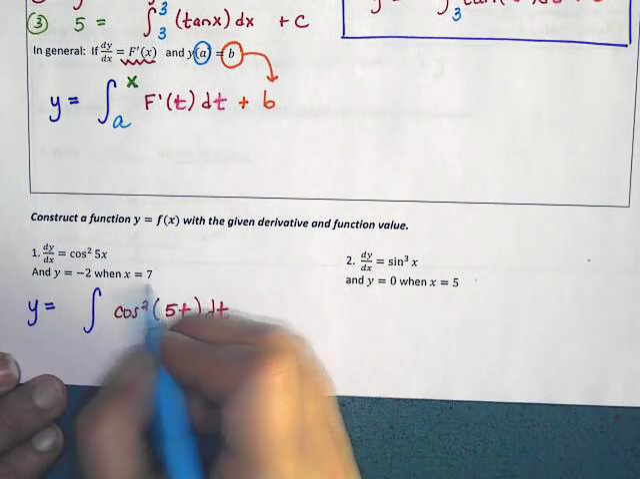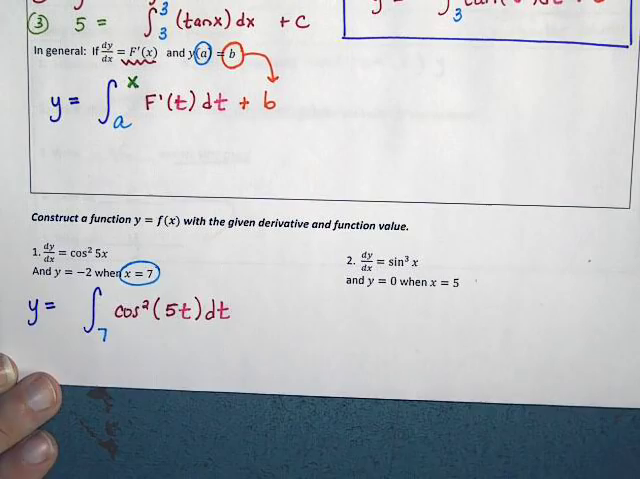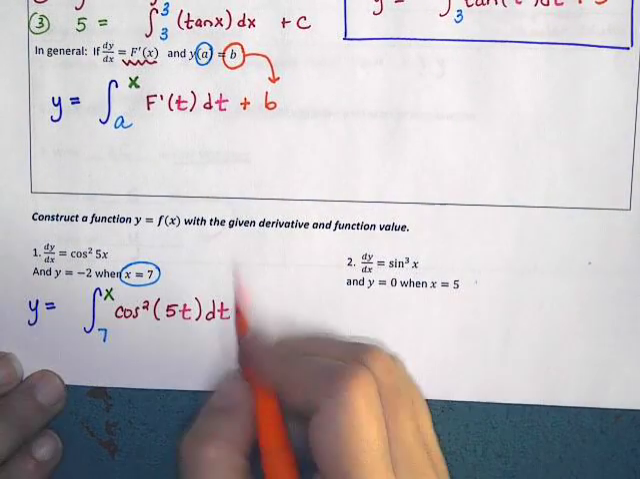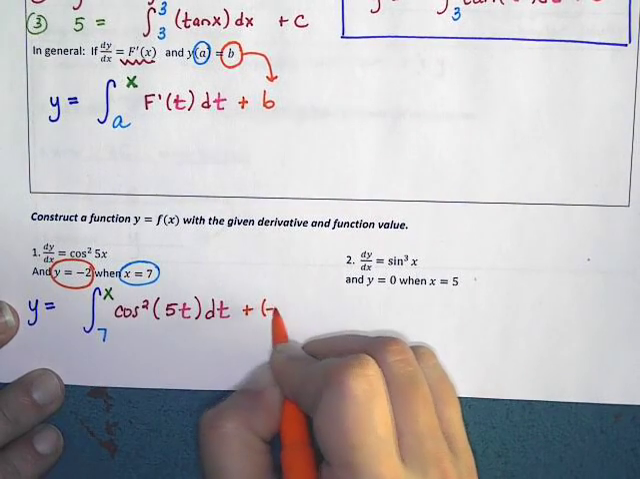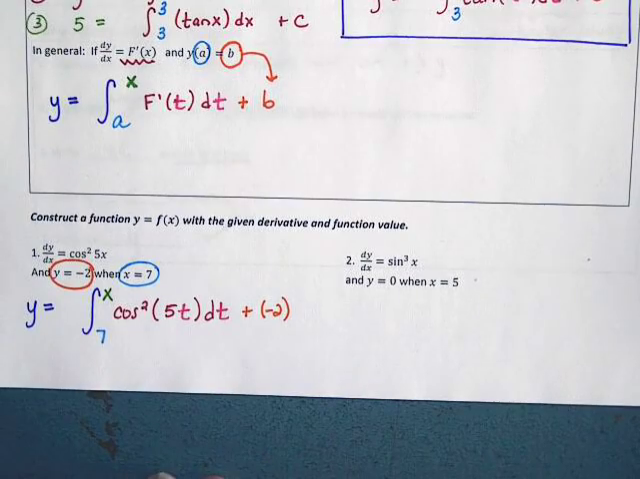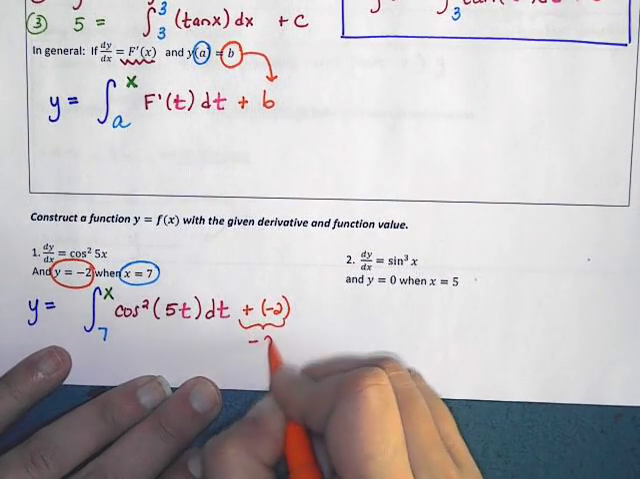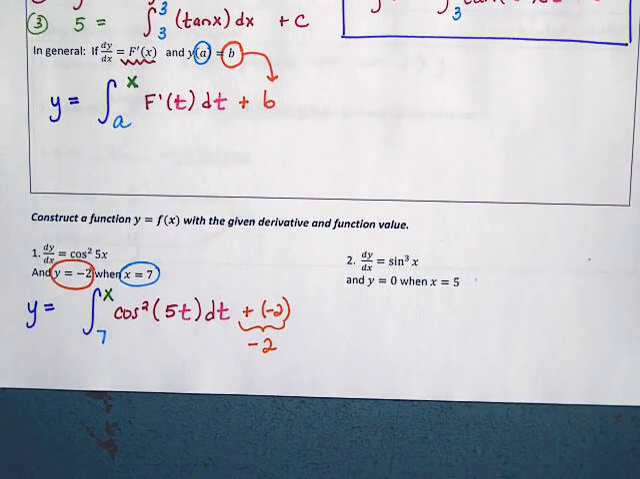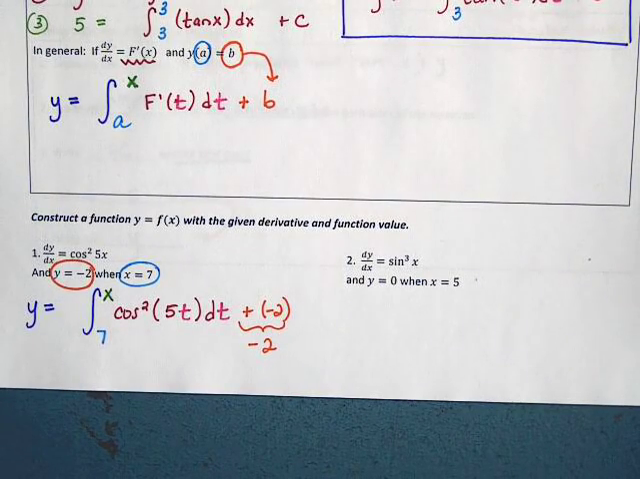My lower bound is going to be the x value from my initial value, and my upper bound is going to be x. And my plus c will be the y value from my initial value. Now you could rewrite this as minus 2. So you would have this integral minus 2, and you would be done. And the reason we can leave it like that is because we don't know the antiderivative, so we can just leave it like that. So how would you do the next one?